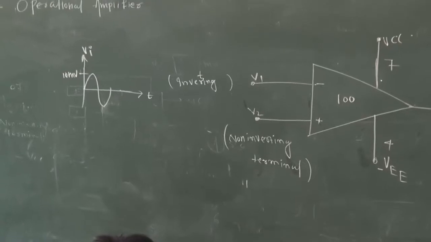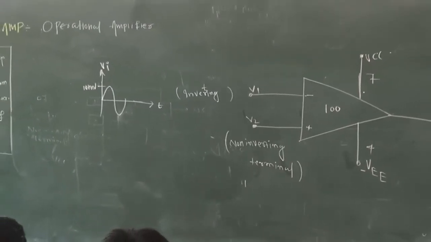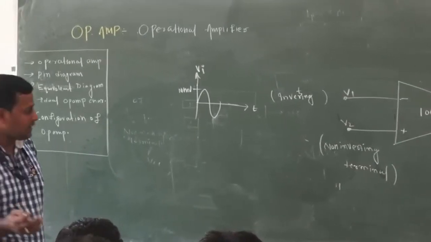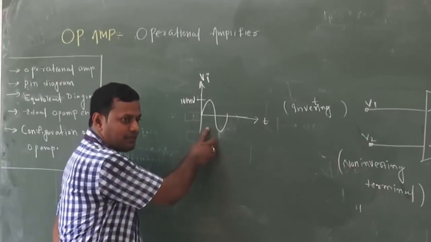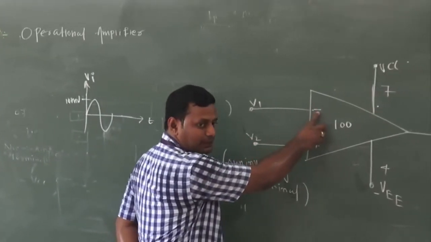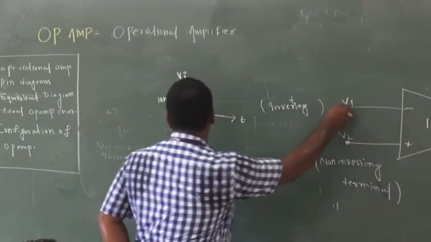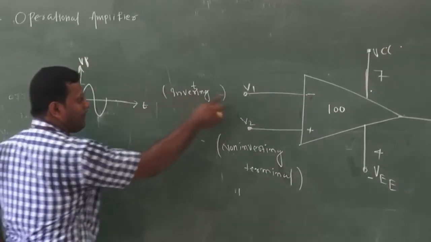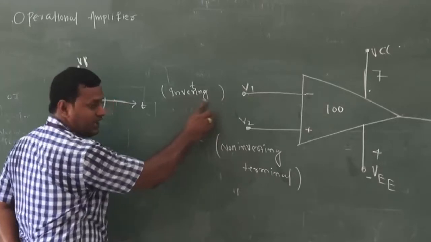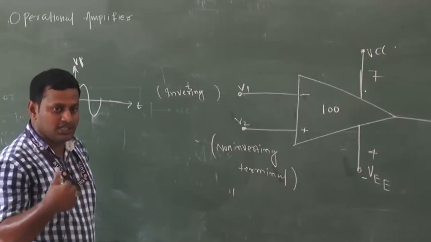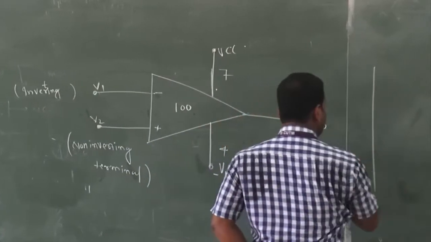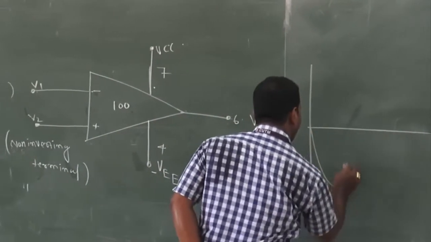Suppose the gain of the op-amp is equal to 100. On the output side, I am going to find the same replica of the signal. This is V1, and V1 is applied at the minus sign. As it is applied at the minus sign, it is called the inverting terminal. I am going to see my output 100 times more, but with a 180 degree phase shift.